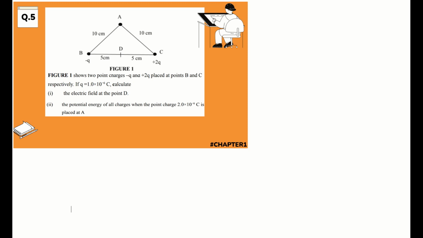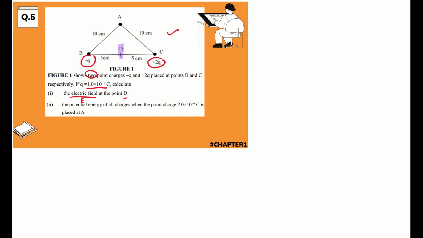The last question for week 8. Okay, we have the question, we have a figure here. So in this figure, basically we have 2 point charges, charge negative Q and also positive 2Q, with the magnitude of Q being 1 times 10 to minus 6 coulomb. First, calculate the electric field at point D. So this is our focus now.